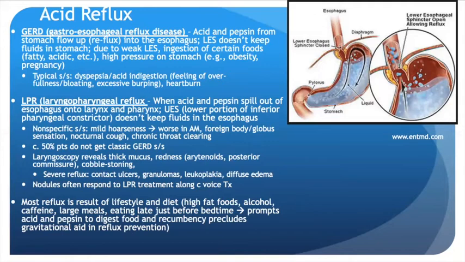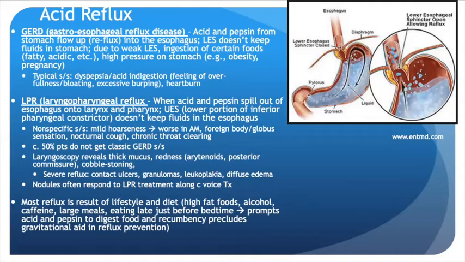About 50% of patients do not get the classic signs and symptoms of GERD with LPR. And laryngoscopy often reveals thick mucus, redness of the arytenoids, posterior commissure, cobblestoning. With severe reflux, you might get ulcers, granulomas, leukoplakia, diffuse edema. And interestingly enough, nodules often will respond to reflux medication along with voice therapy. So oftentimes patients with chronic nodules might actually have comorbid reflux.